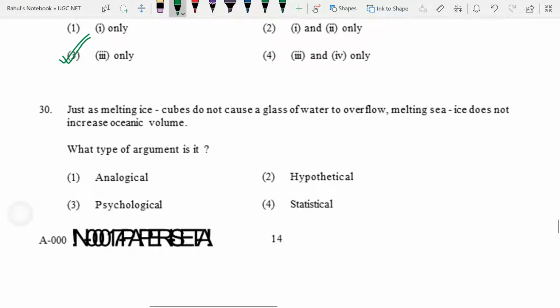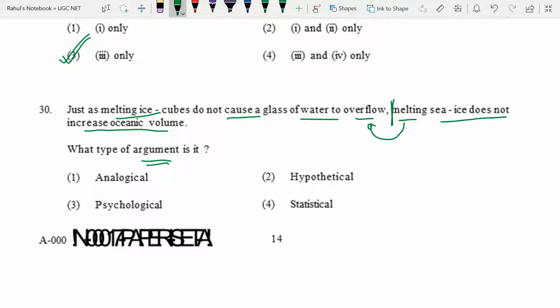Question number 30. Just as melting ice cubes do not cause a glass of water to overflow, melting sea ice does not increase oceanic volume. What type of argument is it? So basically here we are supporting the second statement on the basis of the conclusion of the first statement, that if it is so, then on the basis of that, similarly it may be so.